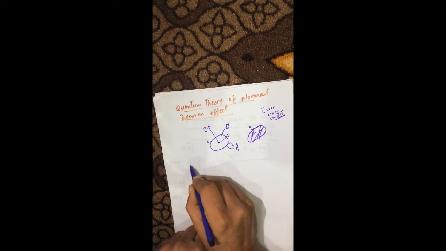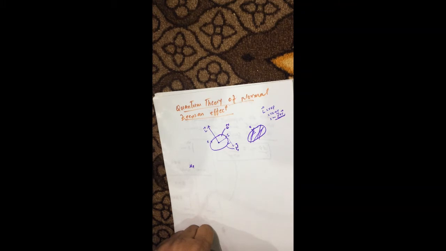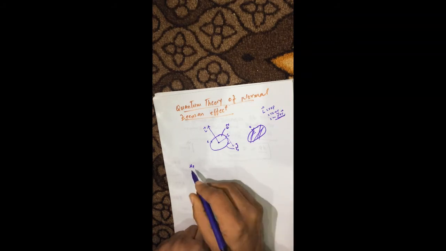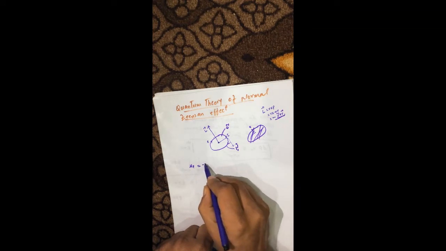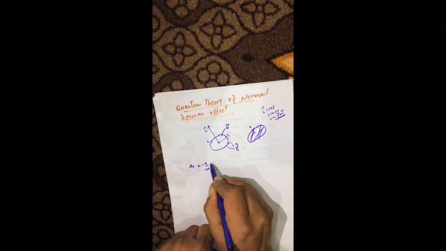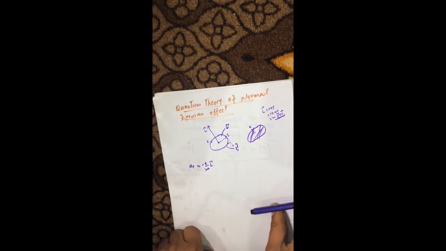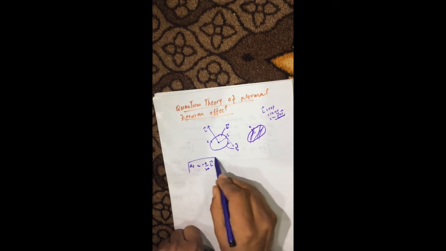So we have both south and north poles, and once there is a magnetic field, it means there is a magnetic dipole moment. The magnetic moment, which I represent by mu L, associated with the orbital motion of the electron, is related to its angular momentum by this relation. We already derived this relation: mu L is equal to minus e divided by 2m times L. This is the relation for the magnetic moment.